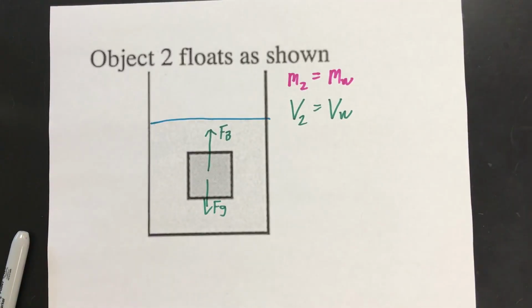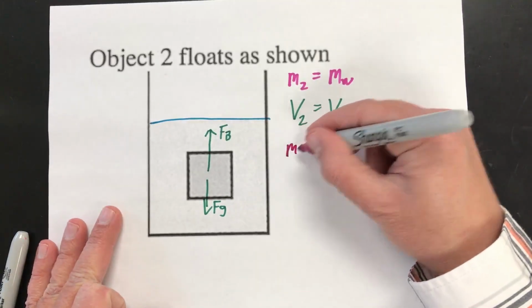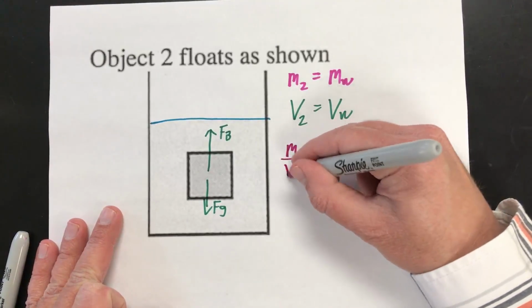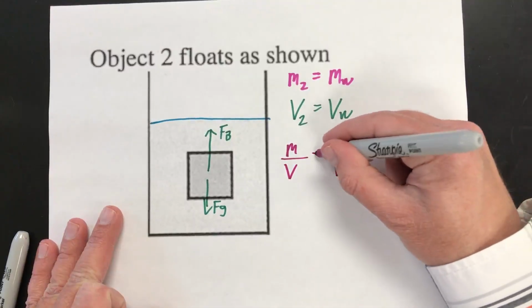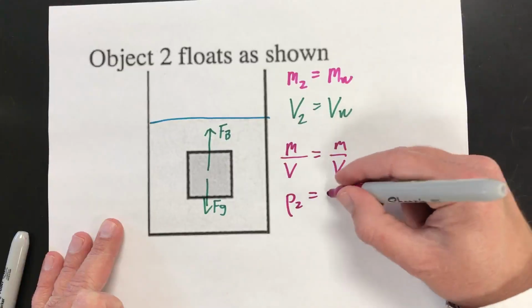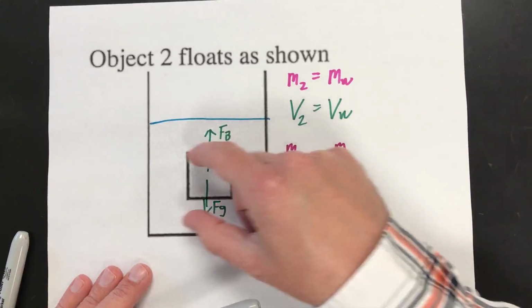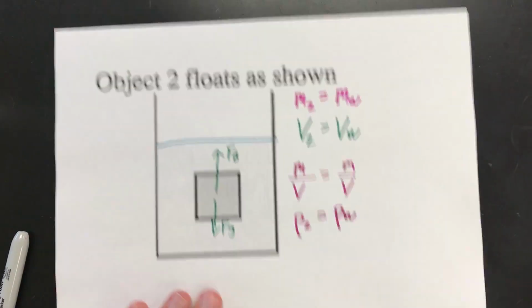And so then finally, what about their densities? Well, if they have the same mass and they're being divided by the same volumes, then they must have the same densities. So the density of object 2 is equal to the density of water. And that's the only way something will just float right there in the middle of a container of liquid.